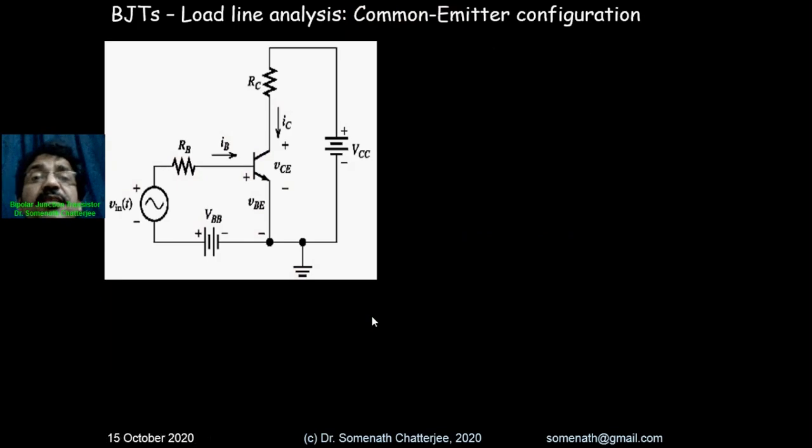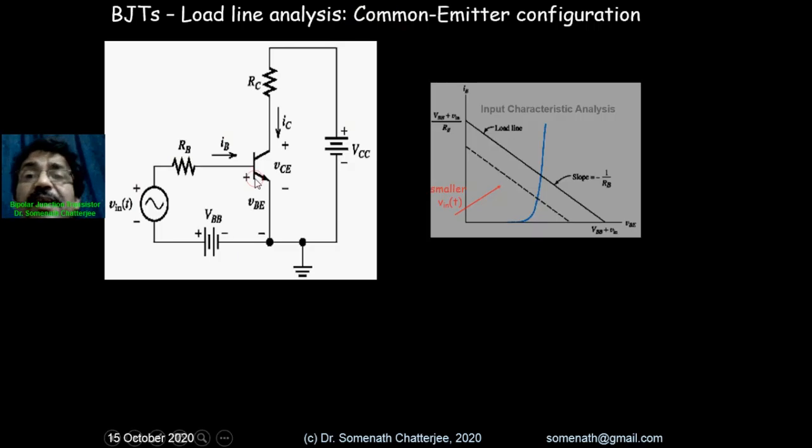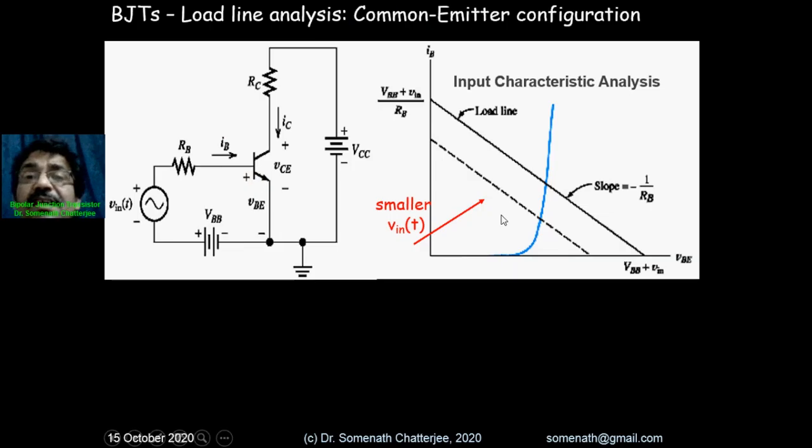So next, the load line analysis in the common emitter configuration. I told you that the common emitter configuration is basically related to amplification. So where we are using it for the amplifier, there we are using this circuit. This is a typical circuit of using it as an amplifier. It is an NPN transistor, and you can see that this is the input characteristics.